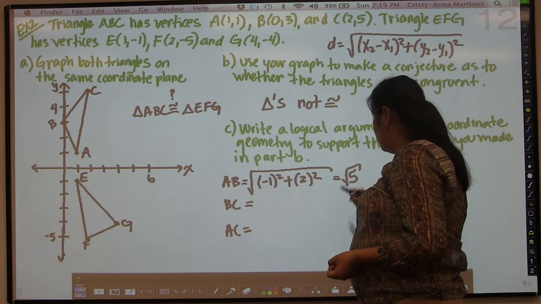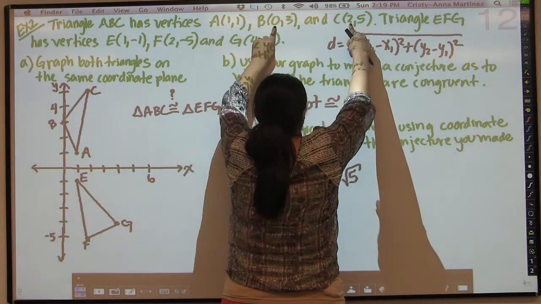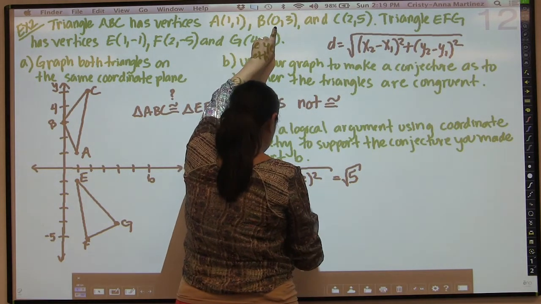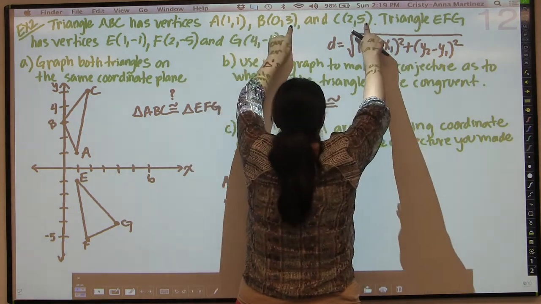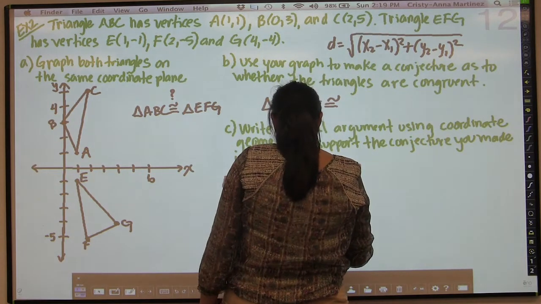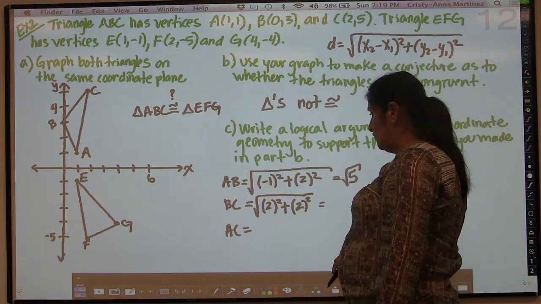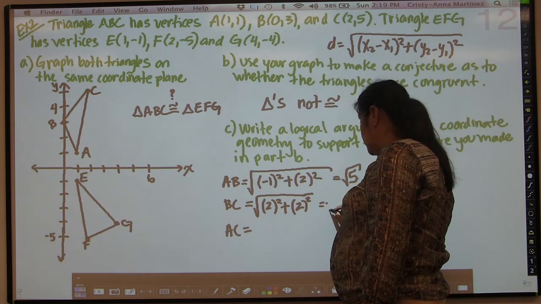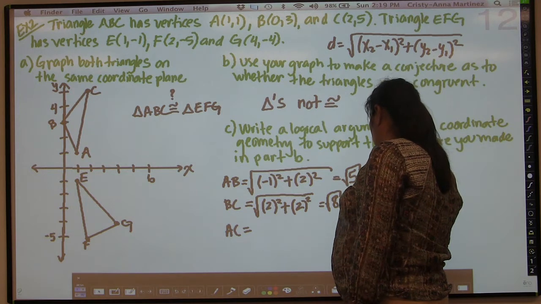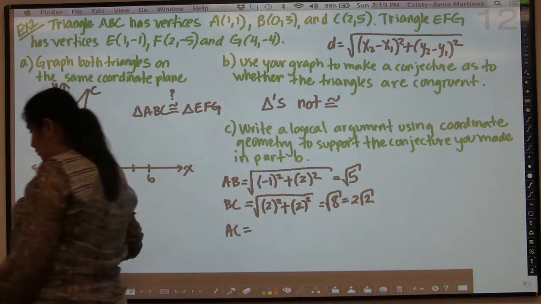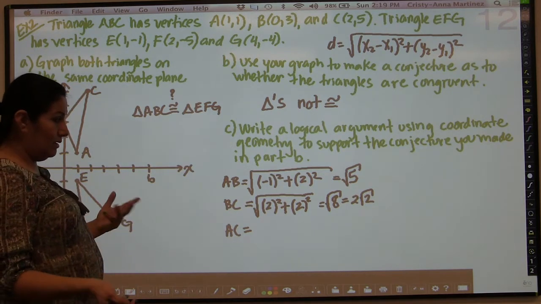so we're going to get root 5. Okay, for BC, I'm going to use these 2 points, and again, the difference in the x values is 2 minus 0, which is 2 squared. And the difference in the y values is 5 minus 3, which is also 2, so another 2 squared. And 2 squared is 4, and 2 squared is 4, and 4 plus 4 is 8, so you get the square root of 8, which is the same thing as 2 root 2. That's of course if you remember how to simplify radicals. You can leave it as a square root if you'd like, but it is 2 root 2.